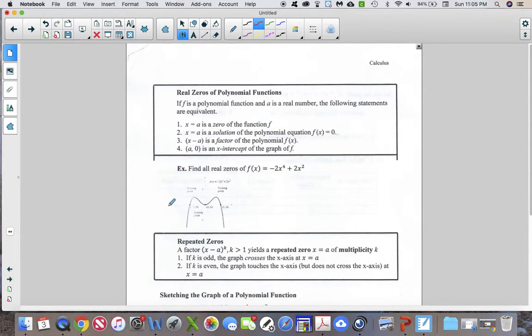All right, real zeros of a polynomial function. When you're finding a zero, or finding a solution, or finding an x-intercept, they all mean exactly the same thing. So if I find out that x equals 3, then that's a zero, that's a solution, that's an x-intercept. The only difference is that a factor would probably be written as (x minus 3) in parentheses. They might also write an x-intercept as (3, 0). So the notation is just a little bit different, but zeros, solutions, factors, and x-intercepts all mean the same thing. They'll just be written in a slightly different form.